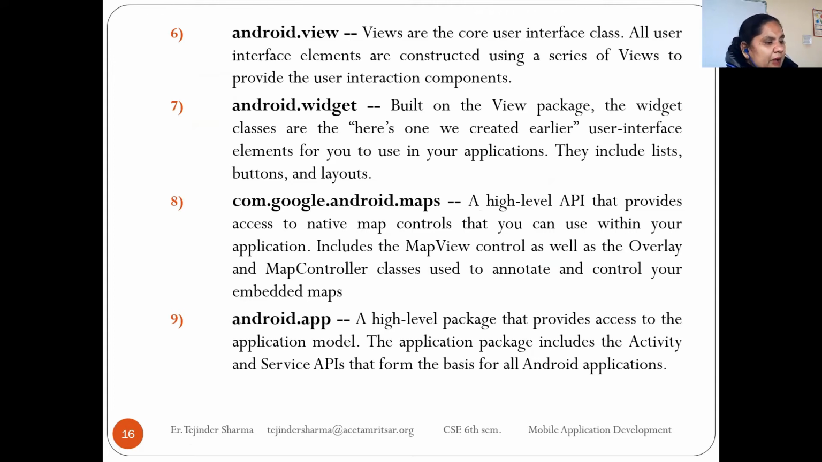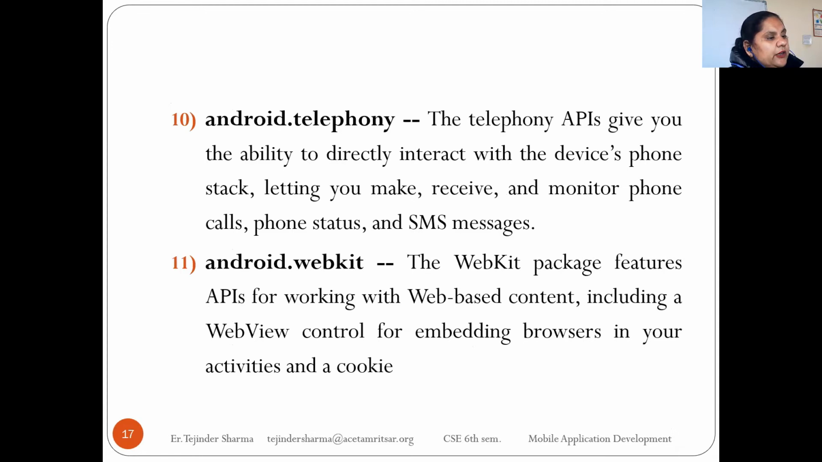Then you have Android.app. This package is basically used to collect all the activities from your application and the services which you are using, and then make it a single app. So Android.app is responsible for collecting all the activities and services which you have built in your Android application. Next, Android.telephony. If you want to use services which are related to telephone, like you want to make some calls, receive some calls, phone status, or SMS some messages, then we use this library that is called telephony.